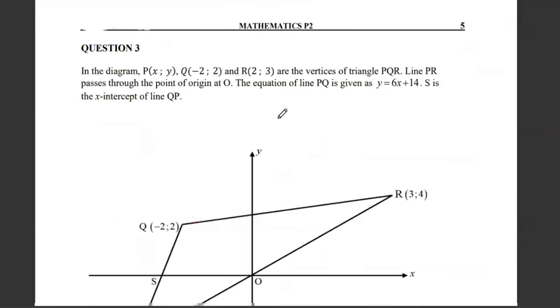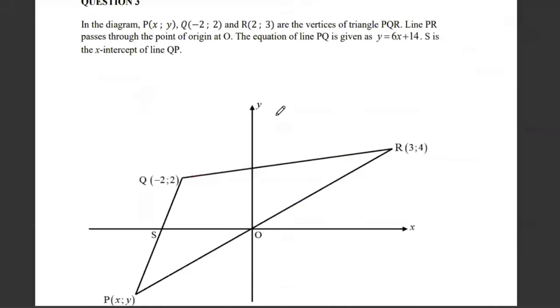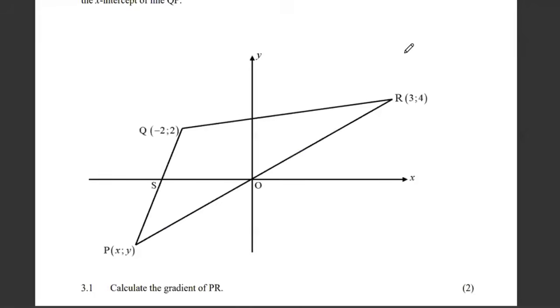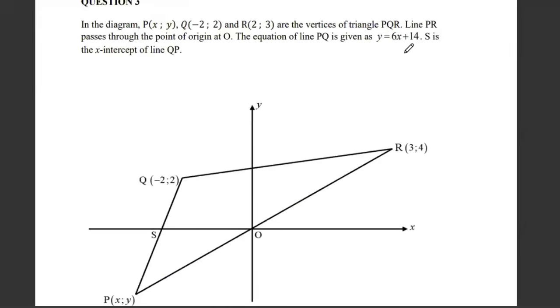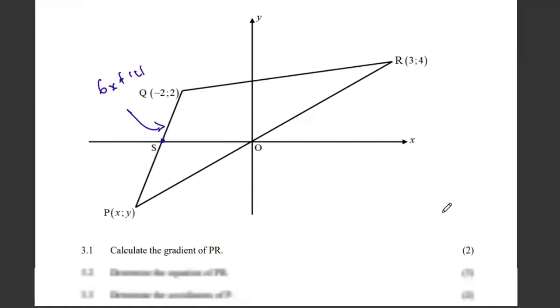All right, question number 3, which is the analytical geometry. They're telling us that in the diagram, P is (x, y), Q is (-2, 2), R is (2, 3) are vertices of a triangle PQR. Line PR passes through the origin. The equation of PQ is given as this, 6x plus 14. And then S is the x-intercept of that line.